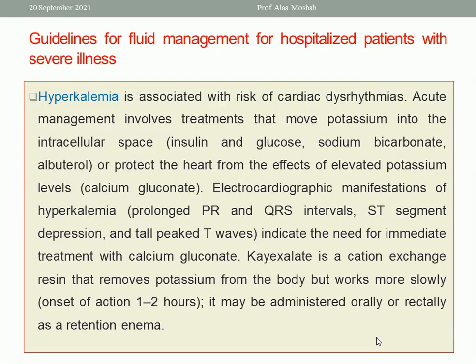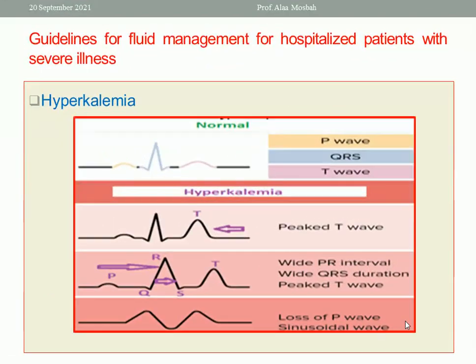Electrocardiographic manifestations of hyperkalemia, you will see it right now. This is a normal ECG. This is the ECG of hyperkalemia. As you see here, there is a big T wave, a sign of hyperkalemia. With more hyperkalemia, there is prolonged PR interval and wide QRS here and the big T wave. With more serious cases, loss of P wave and sinusoidal wave as in this picture.